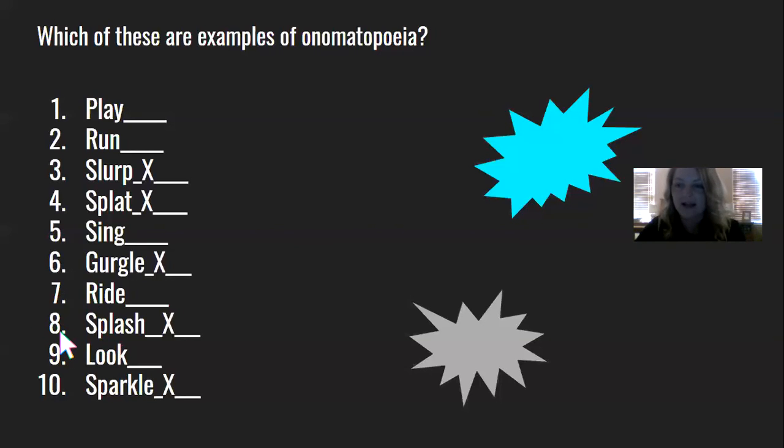What about the word splash? We have an X next to it because splash is actually a sound effect. Like you could put an exclamation point after it, splash. You know, that's an action that's doing something and it's making a sound.